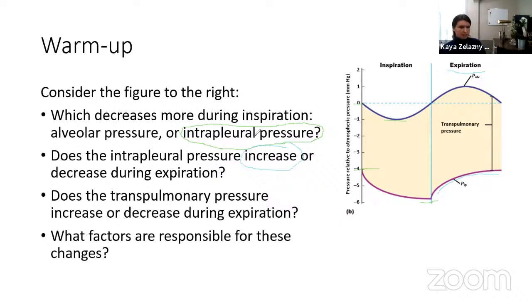Now we relate this to the transpulmonary pressure. This is potentially the trickiest thing to read off of this graph. The transpulmonary pressure is defined as the alveolar pressure minus the intrapleural pressure. So it's the difference between these two curves. This yellow region highlights what our transpulmonary pressure is going to be.